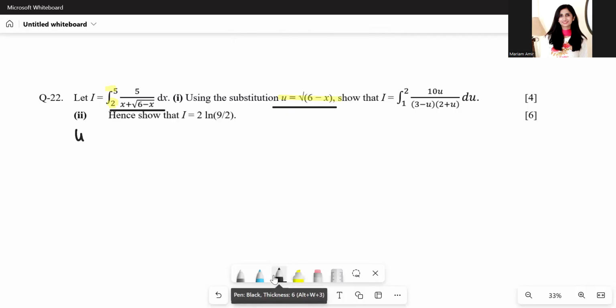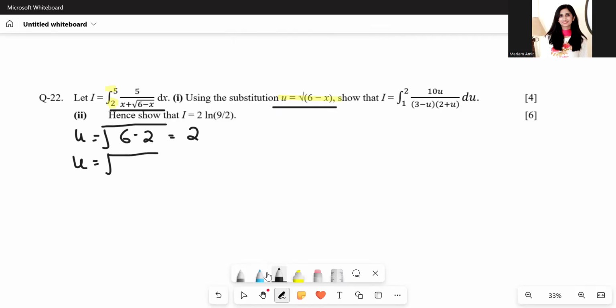So when x is 2, we'll get the square root of 4, which is going to be 2. And when x is 5, this will be 6 minus 5 square rooted, which is 1. So the lower limit of the integral, which was 2 earlier, will now stay 2. And the upper limit, which was 5 earlier, now becomes 1, which is a problem. The lower value should not be bigger than the upper limit. So we'll fix that later.